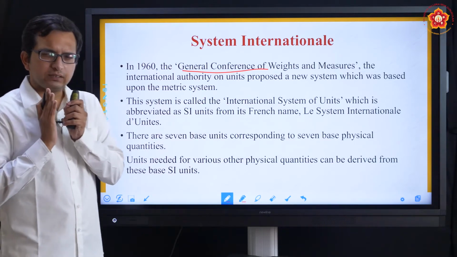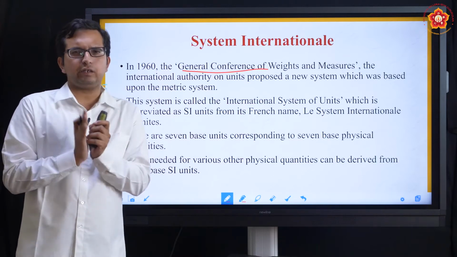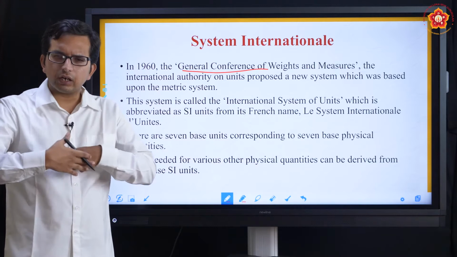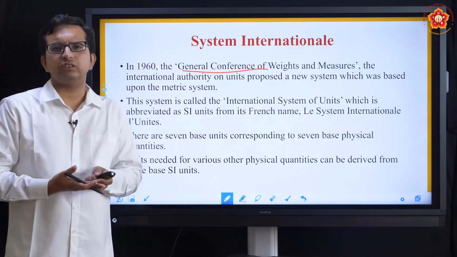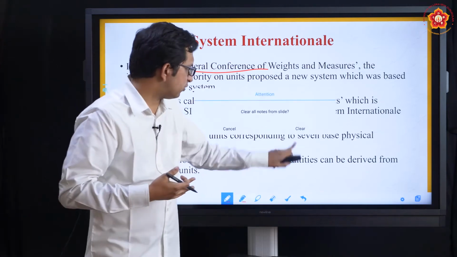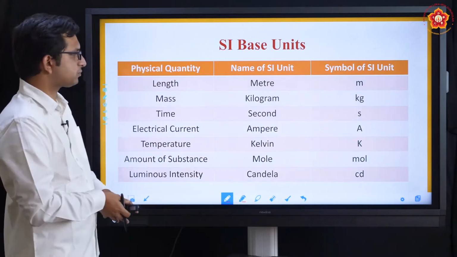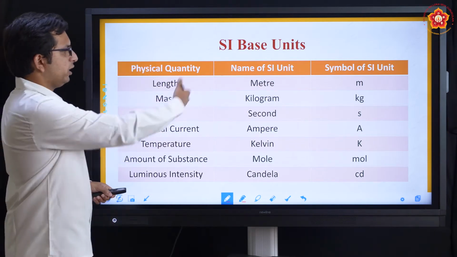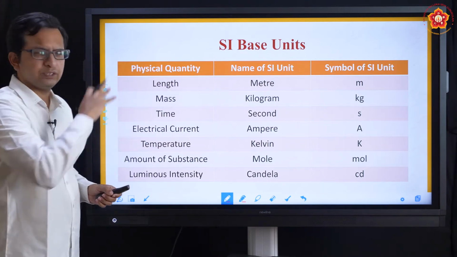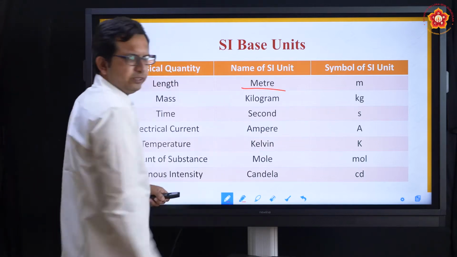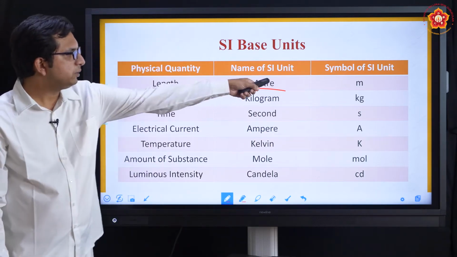What they have done there is give 7 basic units, and from these basic units you can still derive a large number of units. So what is this basic unit, the theory of all this? Let us just see here. In a tabular form you are given various physical quantities, their names and the symbols. Length is measured in terms of meter and the symbol given is m.